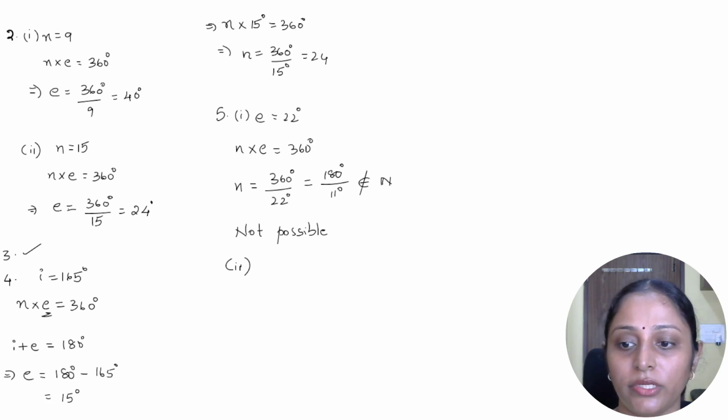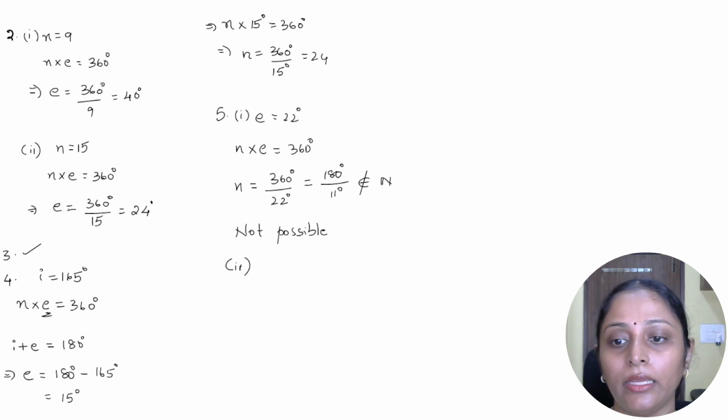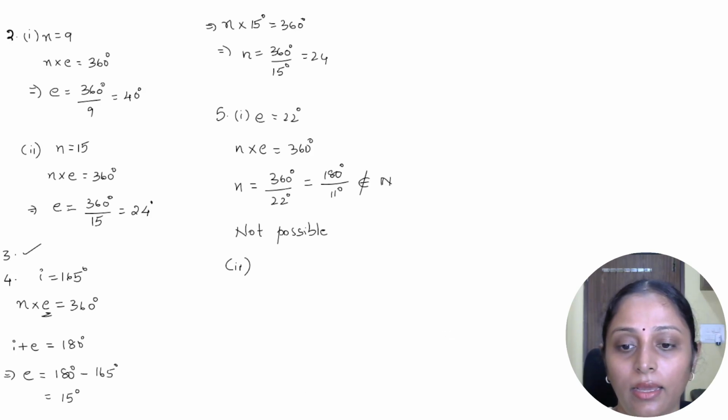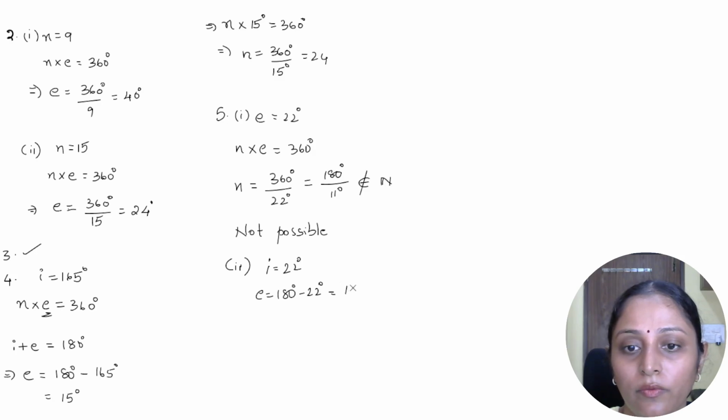So in the next question, we have, can it be an interior angle of a regular polygon? Now they are saying, can 22 degrees be the interior angle of a regular polygon? So if interior angle is 22 degrees, what will my exterior angle be? We have already seen the sum is 180. So I will take 180 minus 22, which is nothing but 158 degrees, right? Now exterior angle is 158 degrees. Is it possible? Let us check.